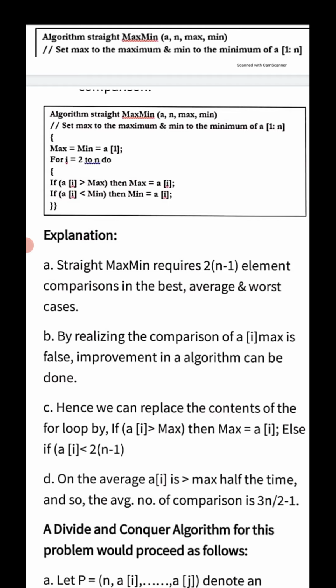2 into n minus 1 element comparisons, so we have to study the average: array of i is greater than maximum about half of the time. Okay, so the average number of comparisons is 3n by 2 minus 1. Like this is the explanation of this particular algorithm.